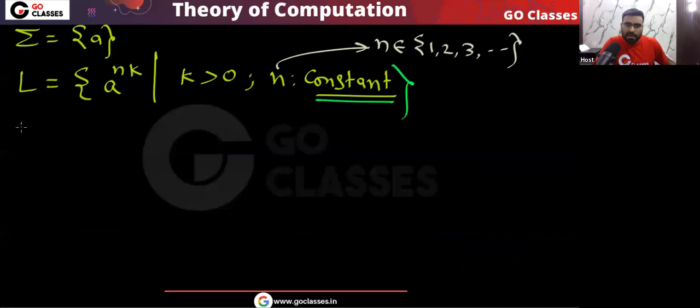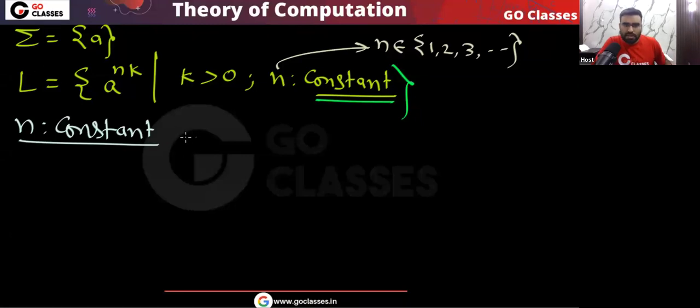So take n as your constant. n can be anything. Remember, n is a constant value that is greater than 0, because n is a constant positive integer.